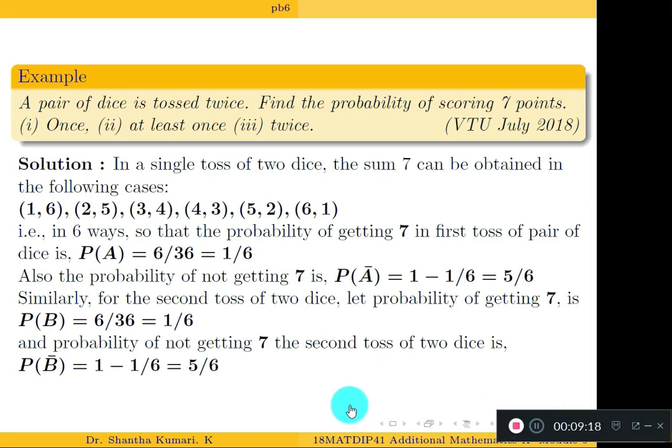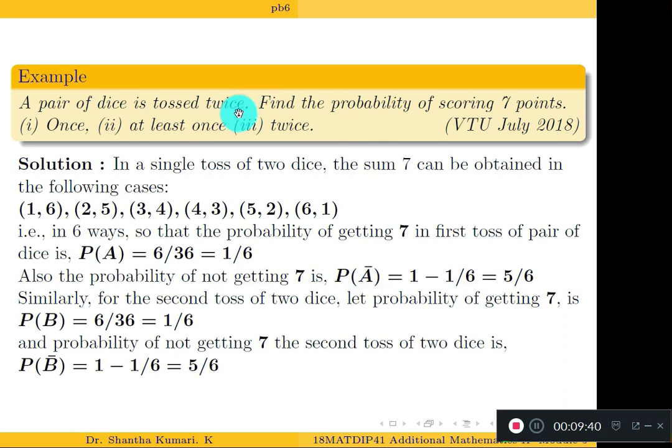Next question. A pair of dice is tossed twice. Find the probability of scoring 7 points once, at least once, twice. What is the random experiment here? Tossing a pair of dice twice. When you are tossing a pair of dice once, how many possibilities are there?